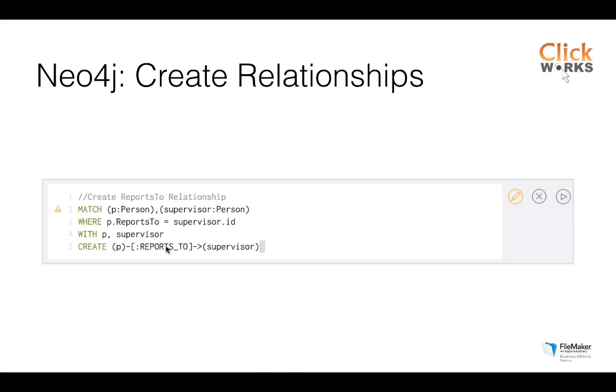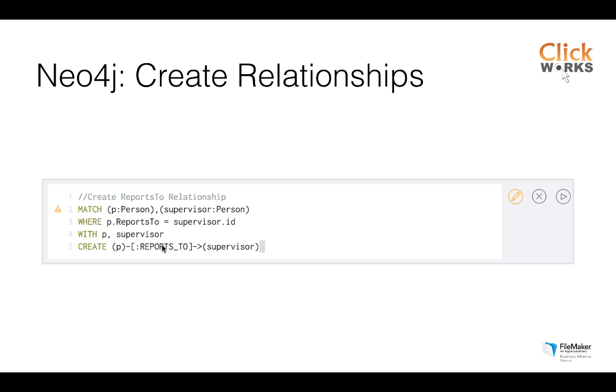First, I've loaded the CSV file into new nodes, and now I'm matching primary keys and foreign keys to build the relationships. And after executing this statement, I could remove the reports-to key and even, if I want, the primary key, the ID field. Because a graph database does not need primary keys and foreign keys to build relationships. This is a native relationship in Neo4j.